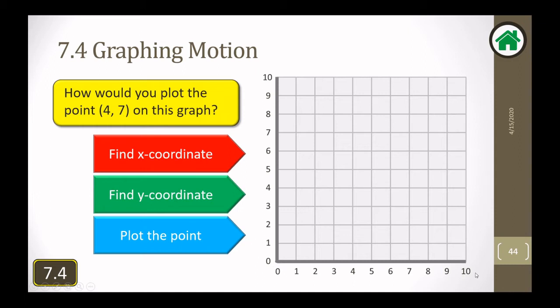Well, this is the x-axis down here, so to find the x-coordinate, we're going to move along the x-axis until we get to the number 4. To find the y-coordinate, we're going to move up the y-axis until we get to the number 7. And where those two lines meet is the location of our point 4, 7.